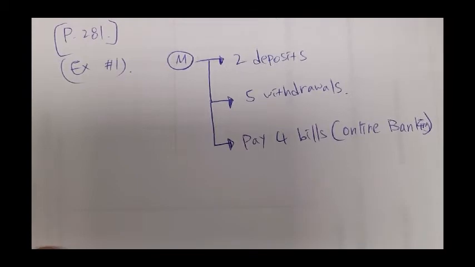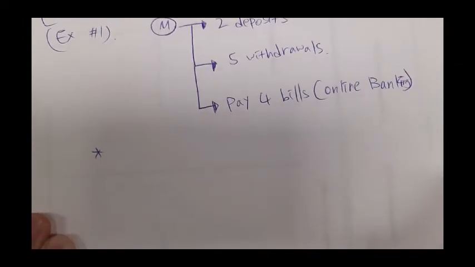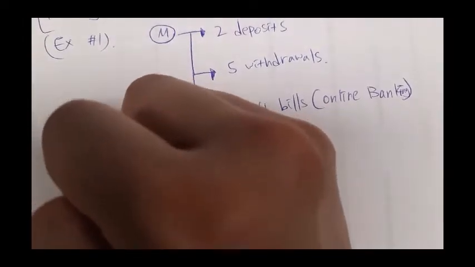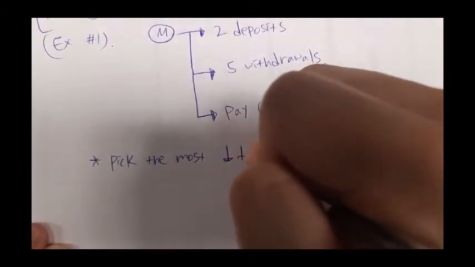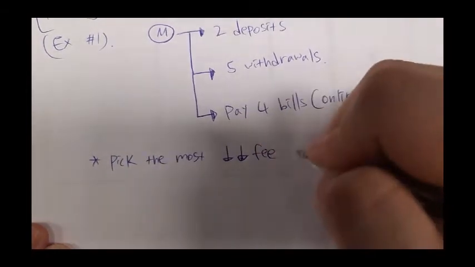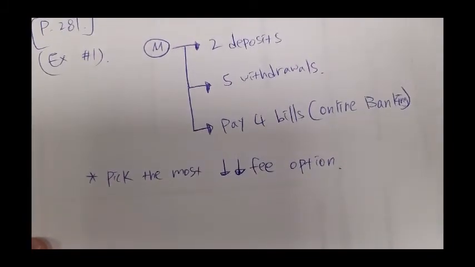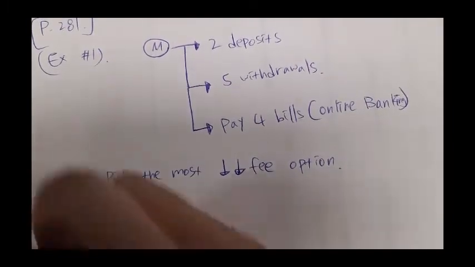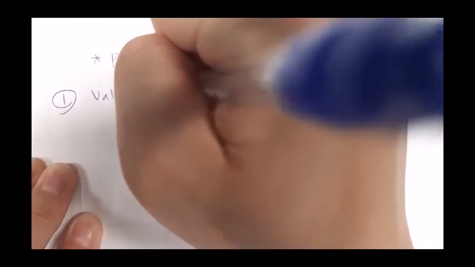And which account would you advise her to use? So we basically need to find out which one costs her the least. So the key thing that you need to understand is to pick the lowest amount of fee option for this regular transaction situation. So let's go through one by one. Number one, the very first option that we have is basically the value account.